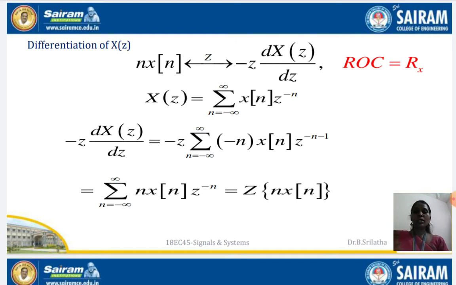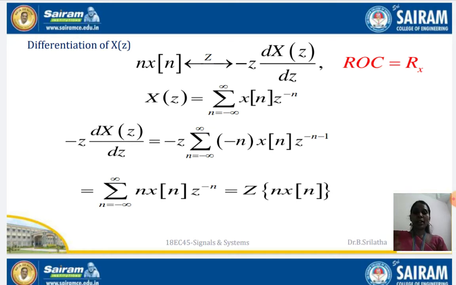So minus z into the summation from n equals minus infinity to plus infinity. x(n) is not in terms of z, so we have to differentiate only z power minus n. What is the differentiation of z power minus n? Minus n into z power minus n minus 1. If you simplify, combining this z and that z, we get the summation from n equals minus infinity to plus infinity of n x(n) z power minus n.